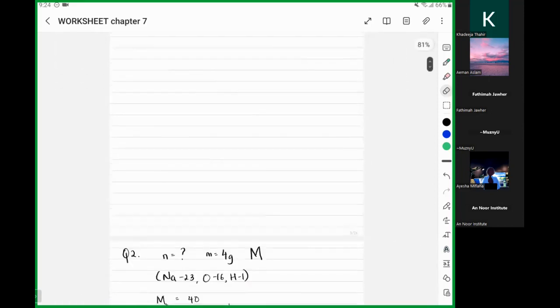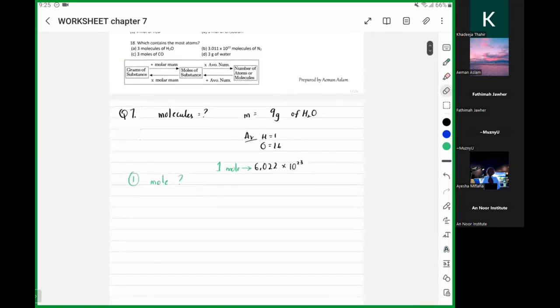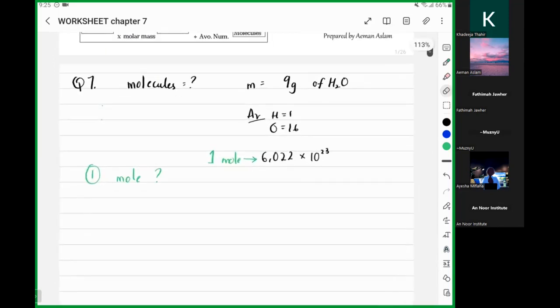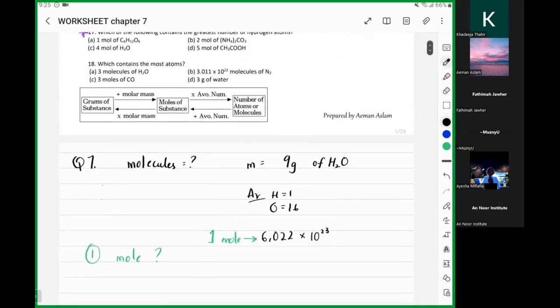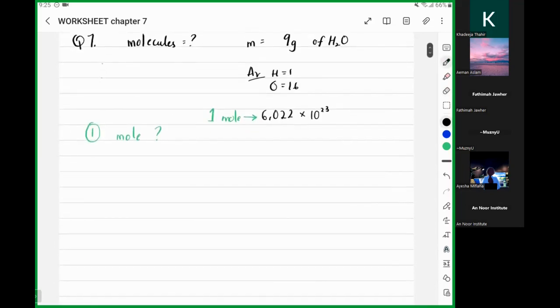Okay, I hope it's making sense. So what we'll do is, first we'll find the number of moles. Then it's easy for us. We know the mass, we know the relative atomic masses. So we can find the relative molecular mass, which will be 2 into 1, it's water, plus 16, so 18. Therefore, the molar mass of water is what? 18 grams per mole. Very good.